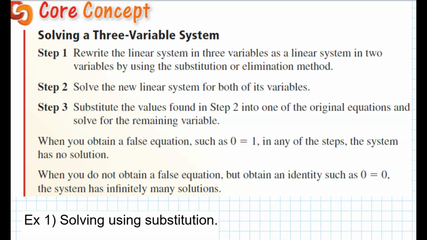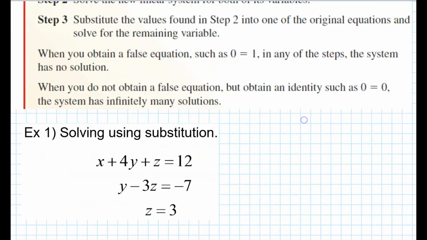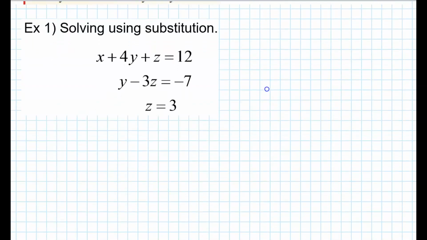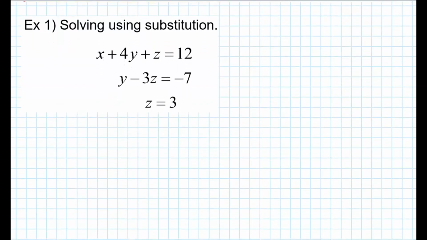So the 3 variable solutions are very much like the 2 variable solutions. If you get a false statement like 0 equals 1, what does that tell you? No solution. It's a false statement. If you get a true statement like 0 equals 0, which means how many solutions? Infinite. So it's the same thing. All right, so we're going to burn through a few examples here.